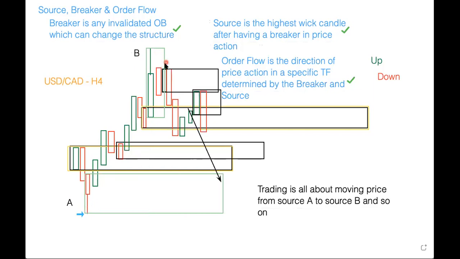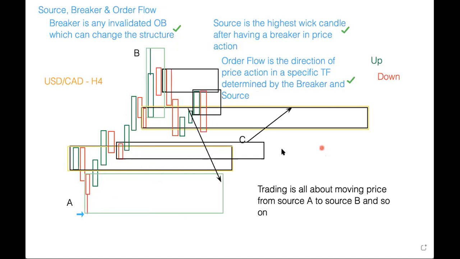And then from source B again, it can come back to source A, or it can get any other structure in between. And even we may have, for example, source C somewhere here. And after getting source C, it can go again up to source D and so on. But remember, when we are getting source A and source B, anything between these two is source to source trading.